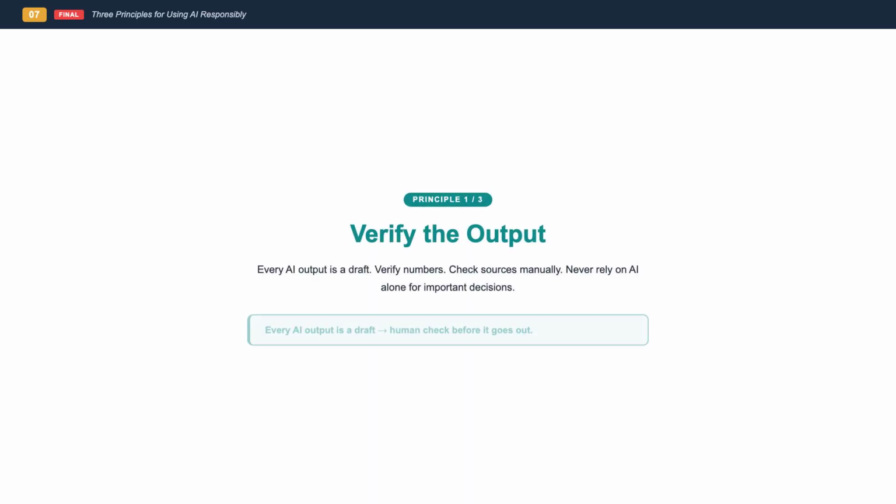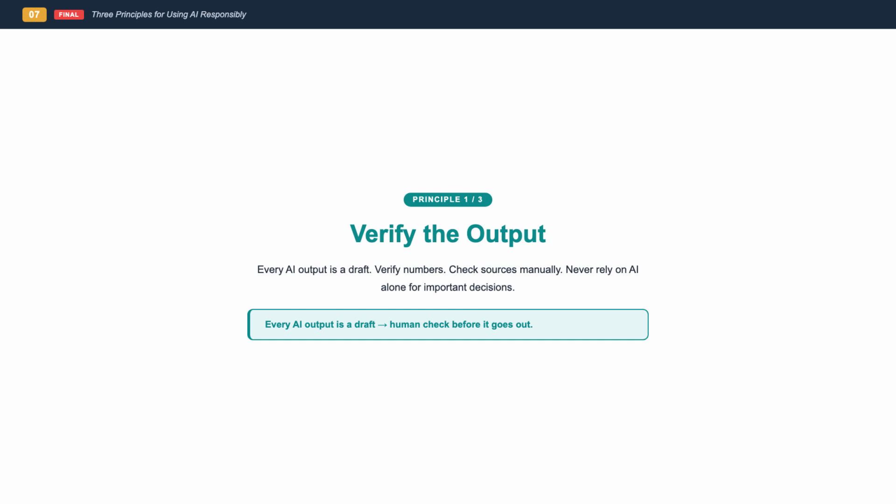Principle 1: Verify the output. AI is a starting point, not a final answer. Treat every AI-generated response as a first draft from a capable but error-prone colleague. In practice, this means: verify any numbers yourself, don't trust calculations from an LLM. If it cites a source, look up that source directly. Don't assume it exists. And for important decisions, whether it's a policy document, a financial figure, or a recommendation going to leadership, never rely on AI alone. The rule of thumb is simple: every AI output is a draft. It goes out the door only after a human has checked it.